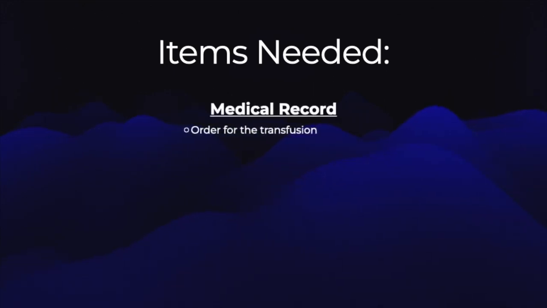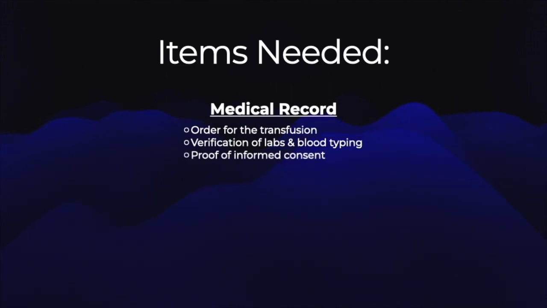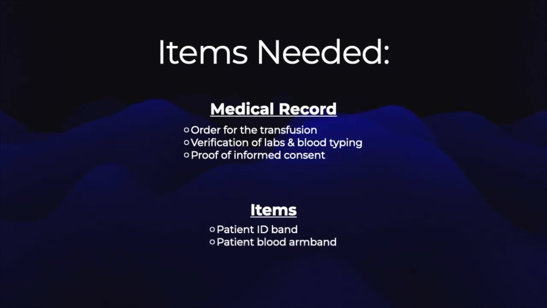For this skill, you will need several items. In the medical record, you will need the order for the transfusion, the verification of labs and blood typing in the labs section, proof of informed consent. Items you will need are the patient's ID band, the patient's blood armband, which is usually red, and the unit of blood product.